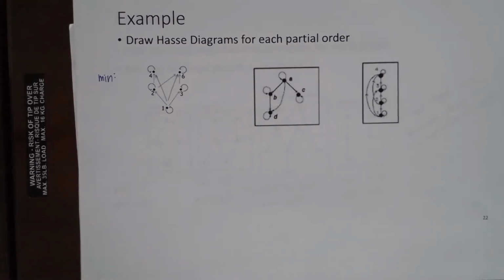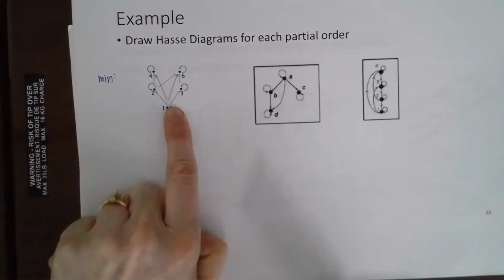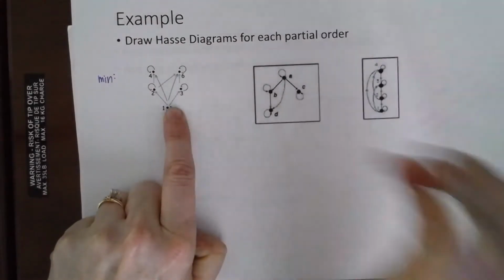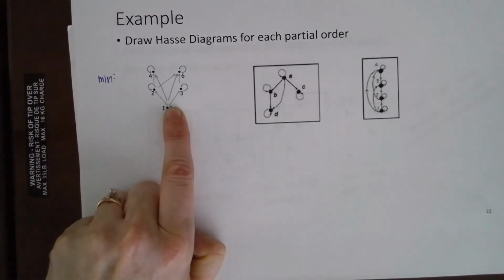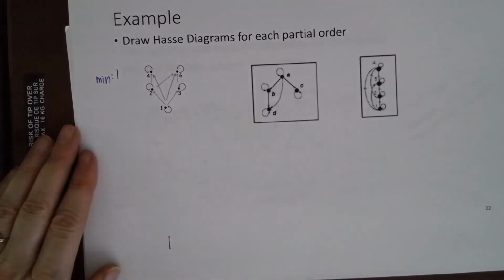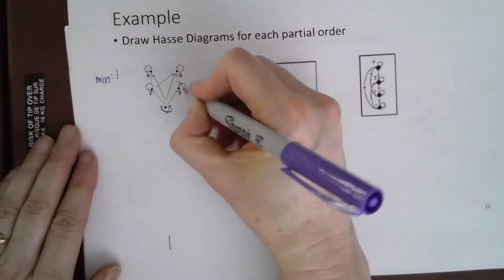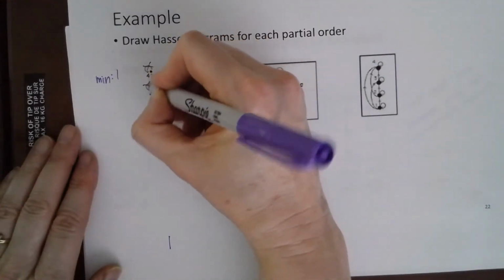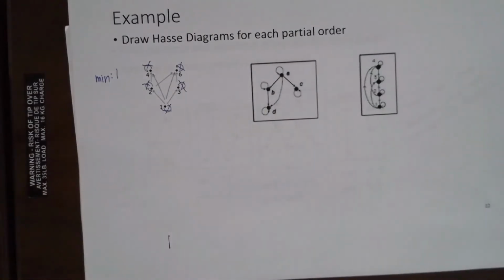And how can you tell that it's minimal? Because there are only edges coming out of it besides this self loop. So there are only directed edges coming out and none coming in. So 1 is going to be our minimum, and that's what we would start with. We'd start with 1. And we know that in our Hasse diagram, we're going to get rid of all of these self loops. We don't need any of those. And then we're going to get rid of any edges that are there just because of transitivity.